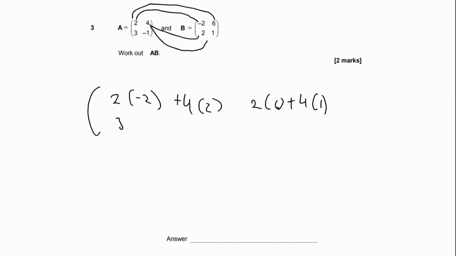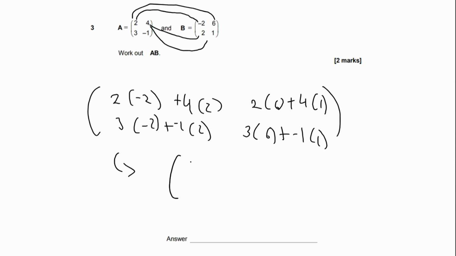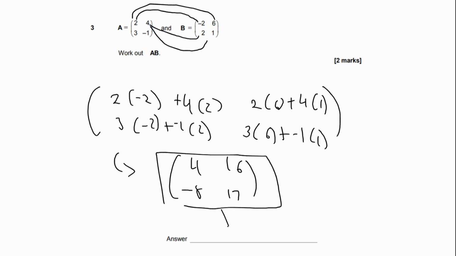Same for the bottom, I'm just quickly going to do it. 3 times negative 2 plus negative 1 times 2, and 3 times 6 plus negative 1 times 1. And if you work this out, you should get 4, 16, and negative 8, 17. And this is your final answer.